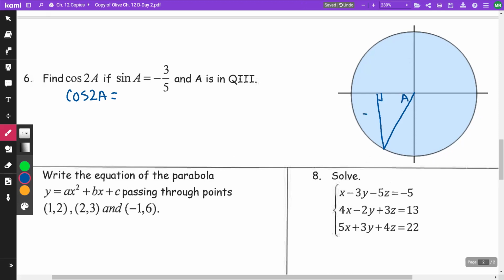Sine of angle A, this is going to be my negative 3 because this is opposite and this is going to be hypotenuse. If I do Pythagorean, I am going to get a 4 here. And it's going to be a negative 4 because it's on the negative side of the x-axis. So now we have 3 formulas that we could pick from.